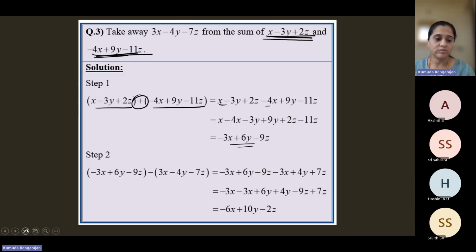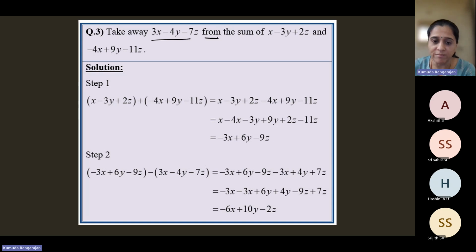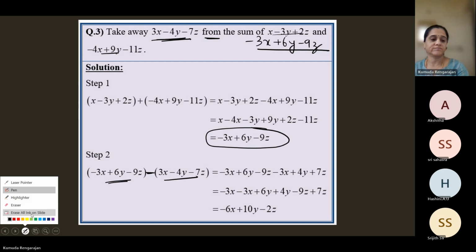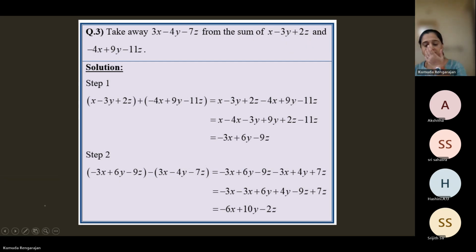Then in step 2, take away this from what's the answer? From this one, from minus 3x plus 6y minus 9z. Because what is the sum of this expression and this expression? This one, right? So it's like take away this expression from this expression. Whatever is after from, that you should write first. And then this one separated by a minus sign because take away. Do it.